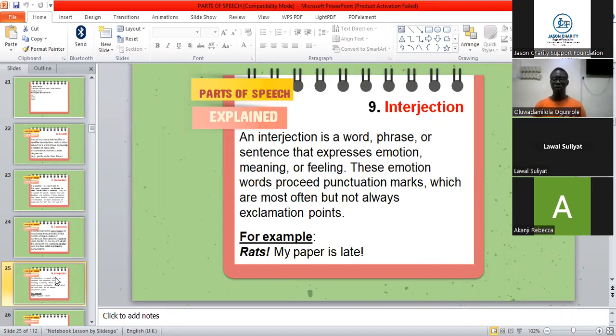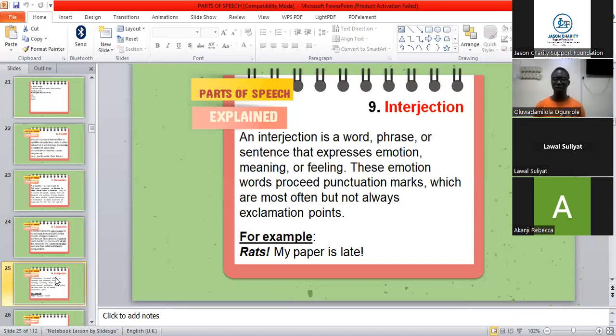So for instance, look at the example I gave. Rats, my paper is late. What happened there was that maybe the person has left a particular paper in his room or in his compartment, and then the rats had come there to make a feast on the paper. And then he realized that the paper is gone or cannot be used again or has become so useless. So you can use this sentence.